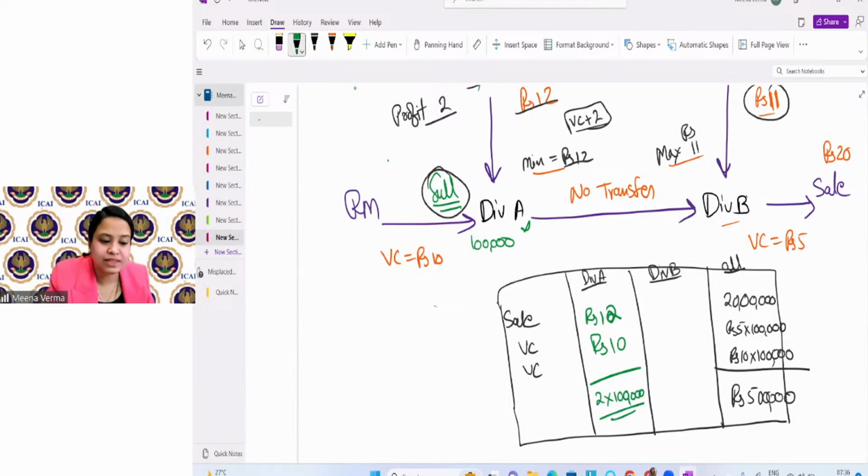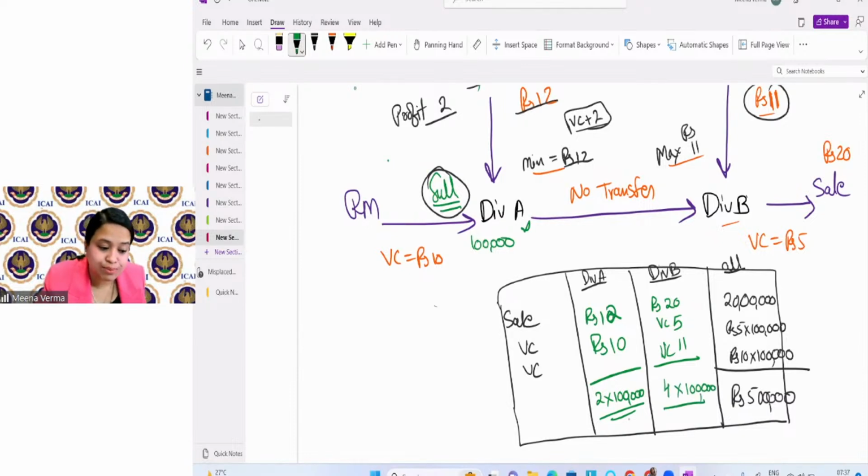Then what is happening? This division is selling the product outside market at 20 rupees. And their variable cost is 5 rupees, and the product cost here is 11 rupees. So what is their profit? You can see they're earning a profit of 4 rupees, which is 4 lakh rupees.